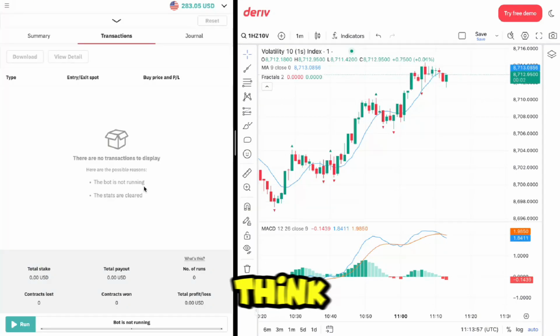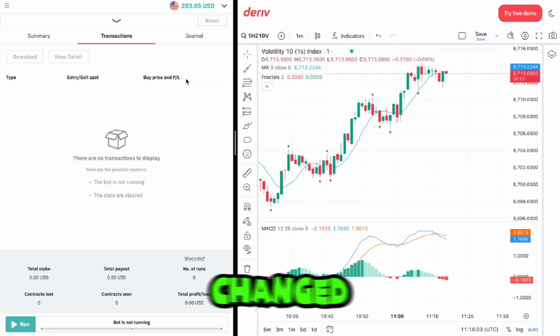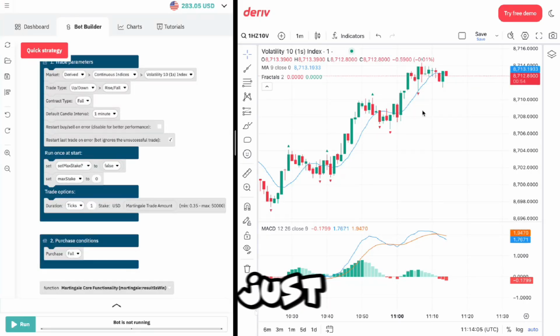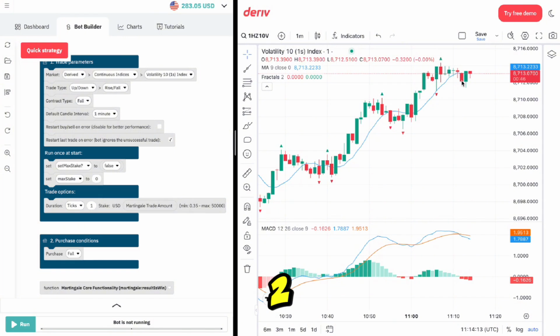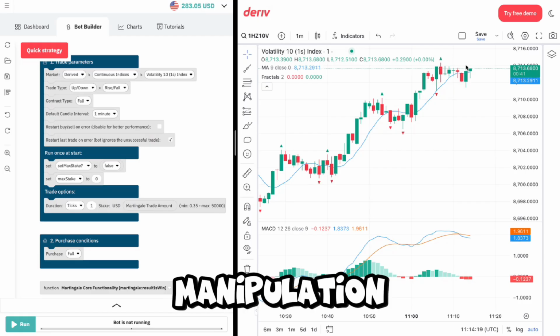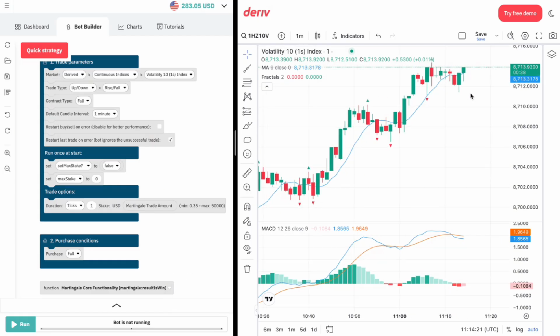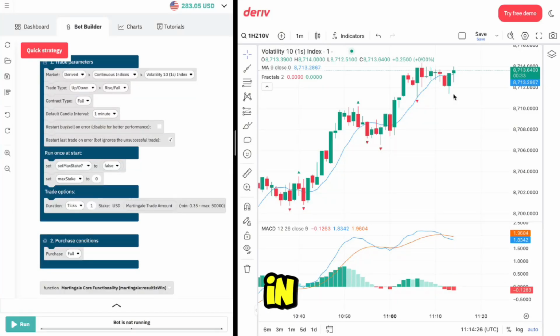So let's see. I think we are at 140 more. I think this one has changed. So let's just keep hunting. Yeah, this candle always happens. For some reason, in there, if you check two falls, there's always a rise in between somehow. I don't know if it's the manipulation they do, or there's something shitty about how those candles happen that is not normal in other markets. But let's see. If there's a reversal, we are going to go with the reversal.